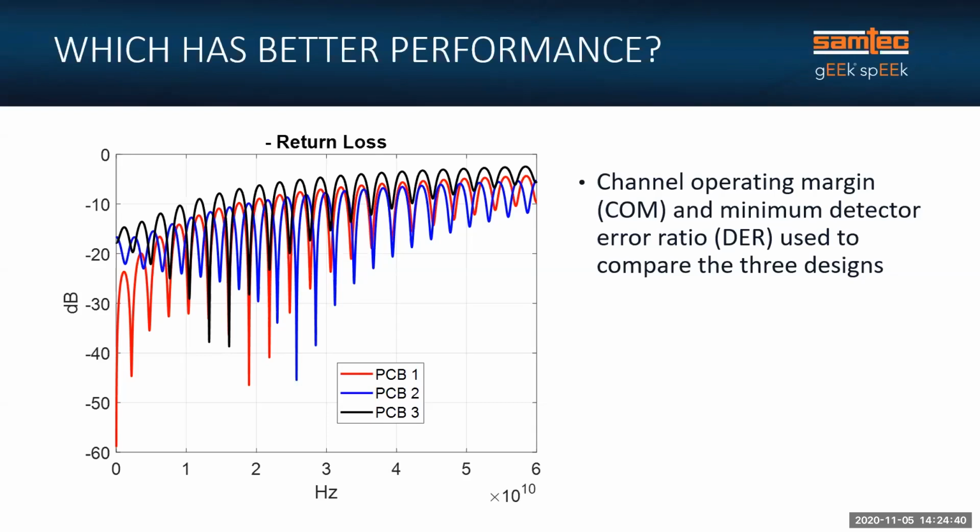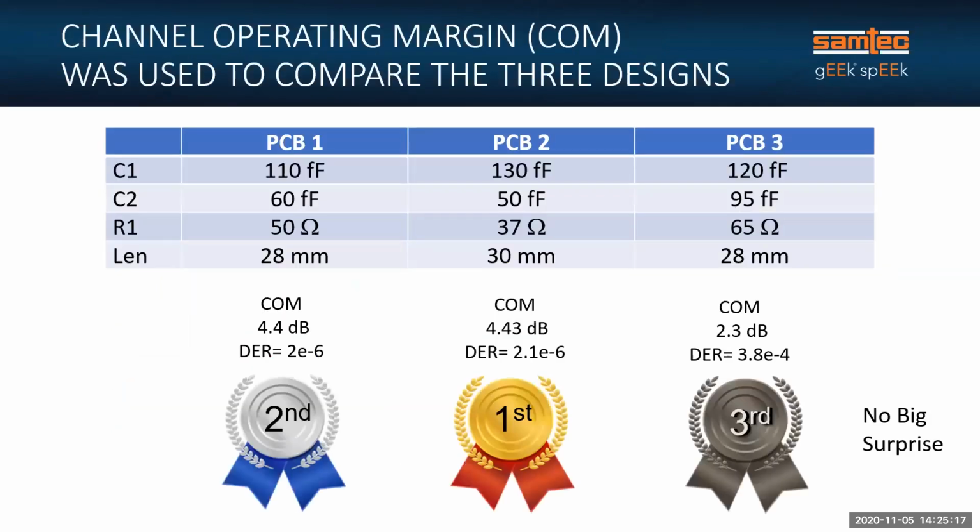If you look at these, you can see that the red curve is clearly better from a return loss perspective. Remember, all the insertion losses are about the same. PCB1 is a little bit better, maybe PCB2 might be a little bit worse, and PCB3 looks quite a bit worse. Again, this is return loss, dB versus frequency. Next slide. So what's the verdict?